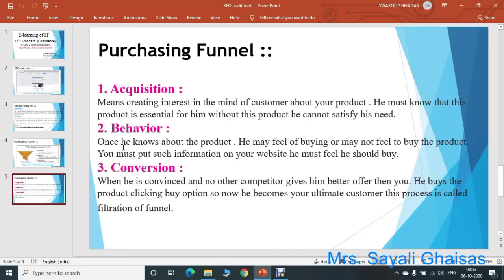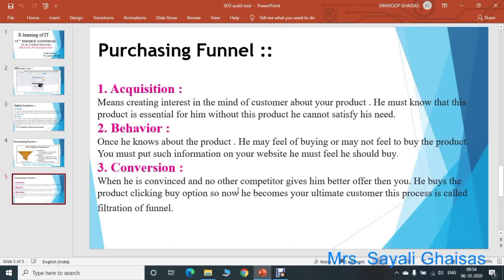Second one is the behavior. Once he knows about the product, he may feel like buying or may not feel like buying the product. So by looking at the description of your product, the user may feel like buying the product or may feel like not buying it. But you must put such information on your website that he must feel like buying the product. Next, the last stage of the purchasing funnel, is conversion. When he is convinced and no other competitor gives him a better offer than you, he buys the product by clicking the buy option. So now he becomes your ultimate customer.